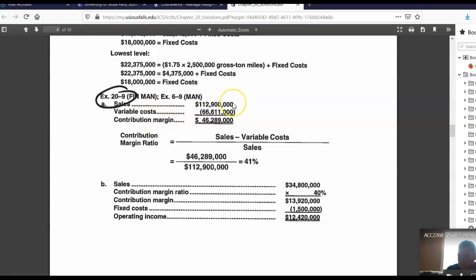Well, the sales here says 34.8 million. And what we could do is just take it straight times the 40% to get to contribution margin. Or you would take 34.8 times 60%, and that goes right here. And then we take the difference, and that's your contribution margin. Or, since we know this ratio, we could take sales times that ratio. Our contribution margin is 13.9. Our contribution margin far exceeds our fixed costs, and therefore we've got nice operating income.